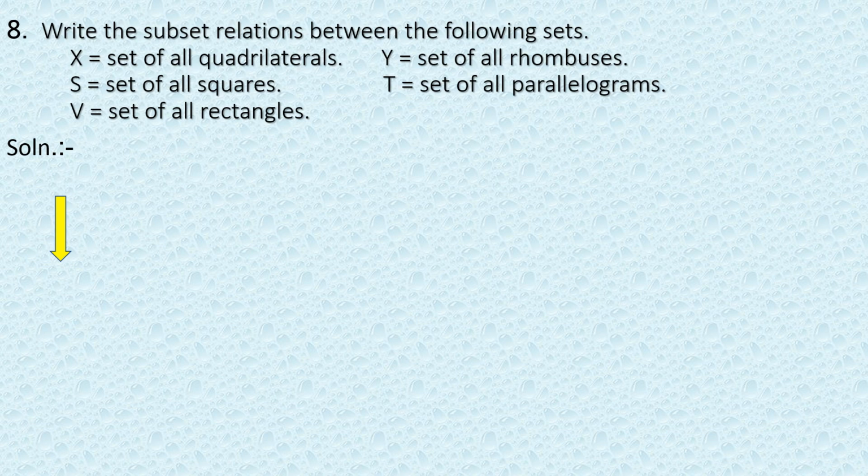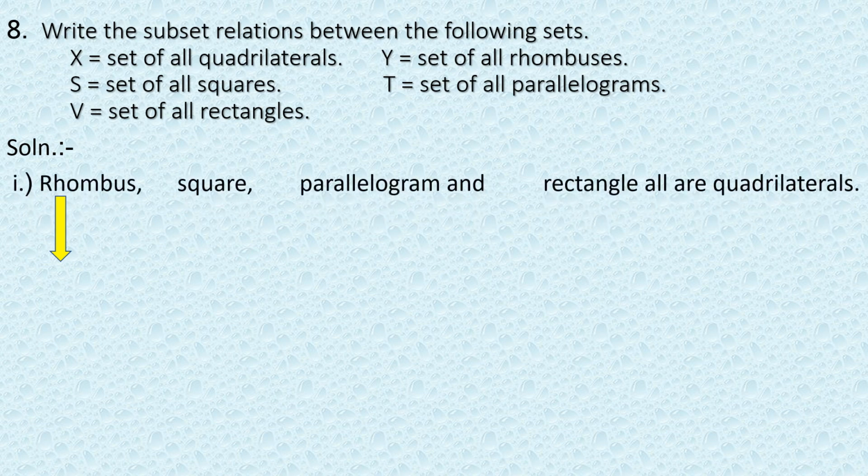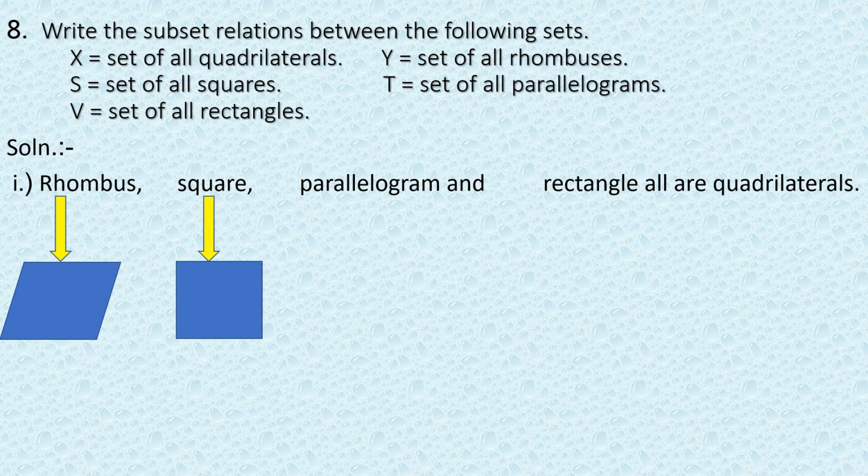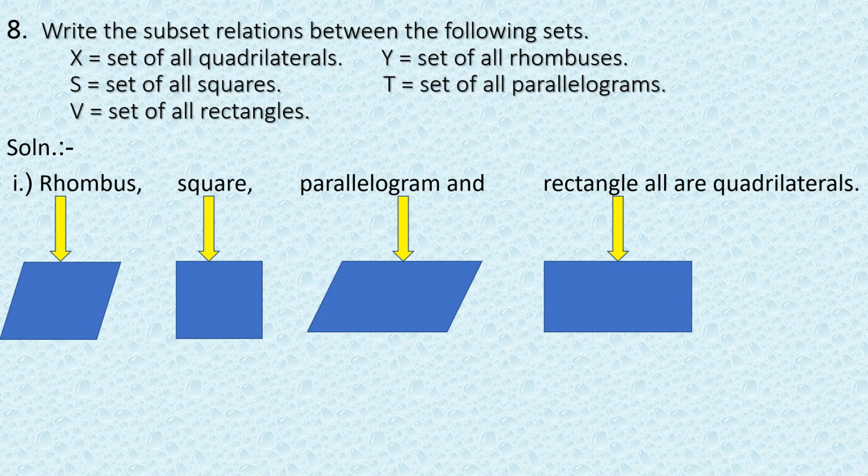Here, if you are observing the 5 sets, all these are types of quadrilaterals, correct? So we will see first rhombus, square, parallelogram and rectangle. Whatever diagrams are mentioned in the question, see the picture of that diagram. Rhombus, square, parallelogram and rectangle. So all these are quadrilaterals. Quadri means four-sided, that is quadrilateral. So all these are four-sided figures.